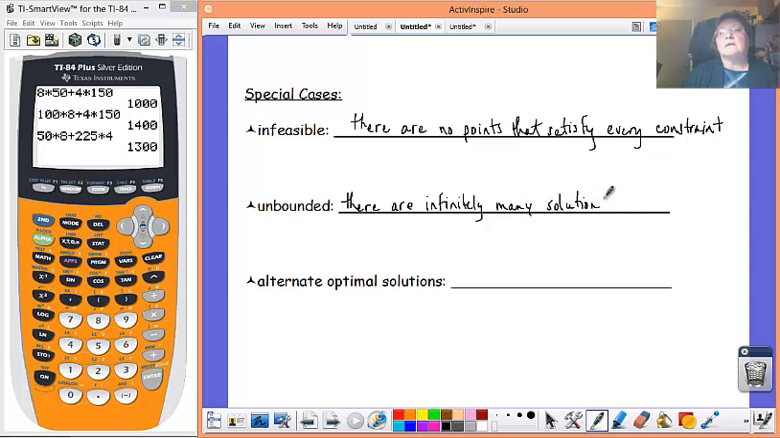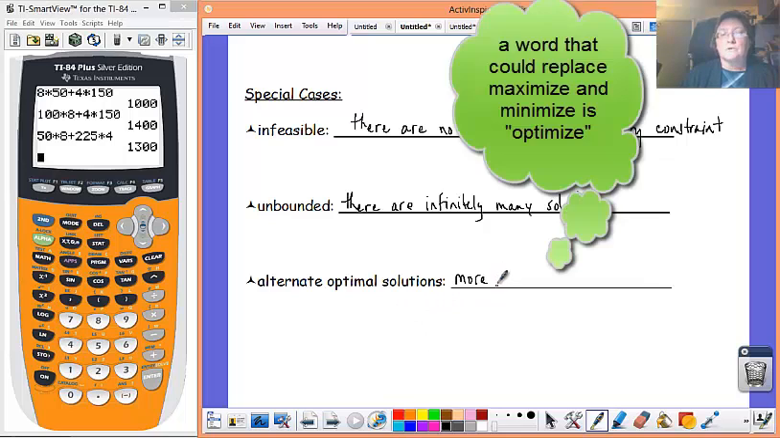And in some cases, and you're going to see one of these in the problems we work tomorrow, you'll have a set where there are alternate optimal solutions. That means that more than one point gives you either the least cost or the most profit, whatever it is that you were looking for. More than one point maximizes or minimizes the cost function.